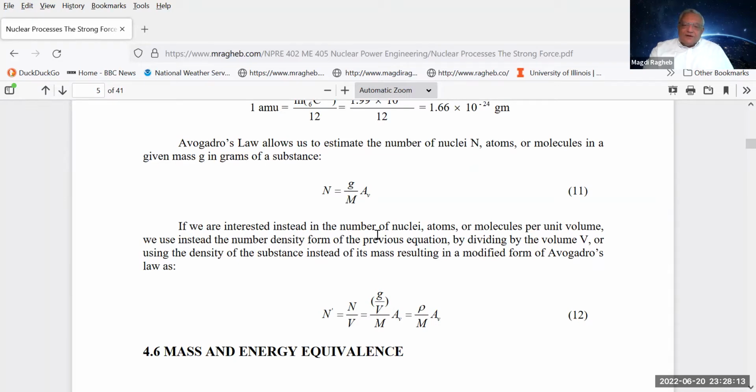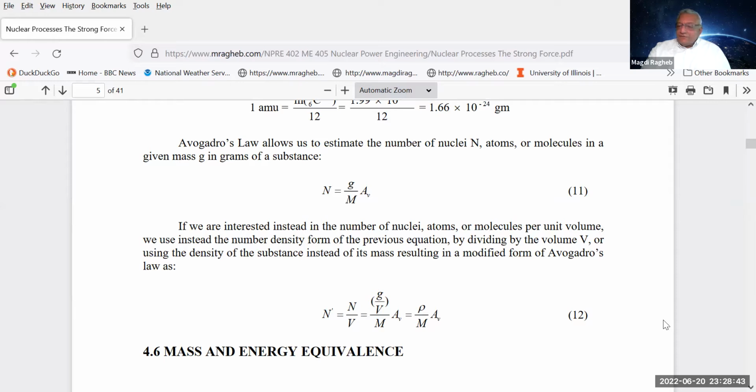So here we have at hand 2 forms of Avogadro's law: the conventional form that we find in the textbooks on physical chemistry, and the number density, or the number of nuclei per gram mole, that we find in a given volume. So if we use the density of the material, we get the number density, or the number of molecules or atoms in 1 cubic centimeter.